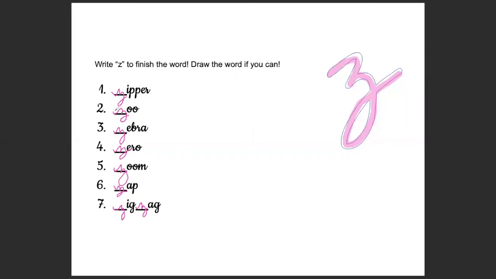Our next word is zoo, zoo. Let's practice this together. When two O's are next to each other, they say ooh. Can you say ooh? Now let's add the Z sound. Z, ooh, zoo. Can you draw some animals from the zoo? Maybe our zebra goes in the zoo.